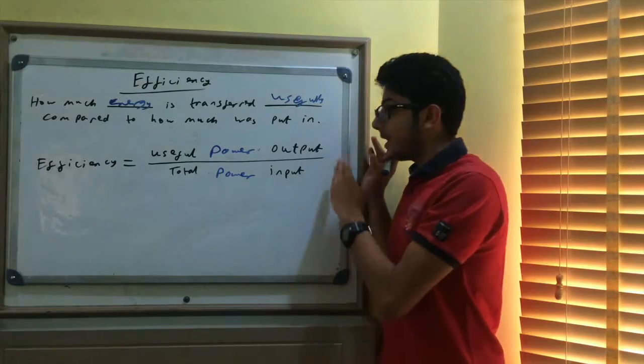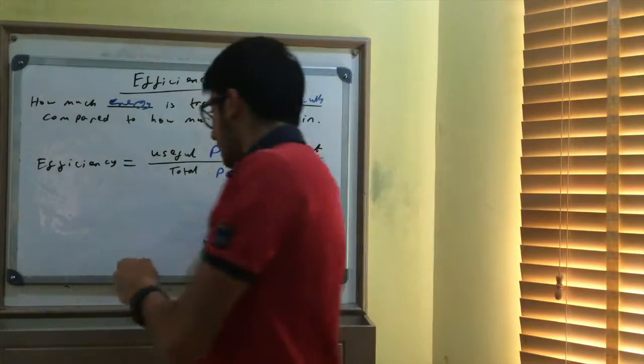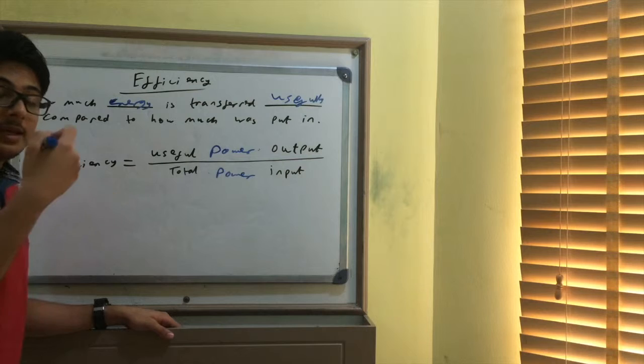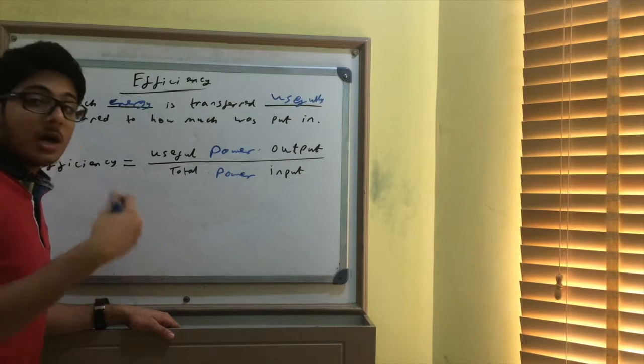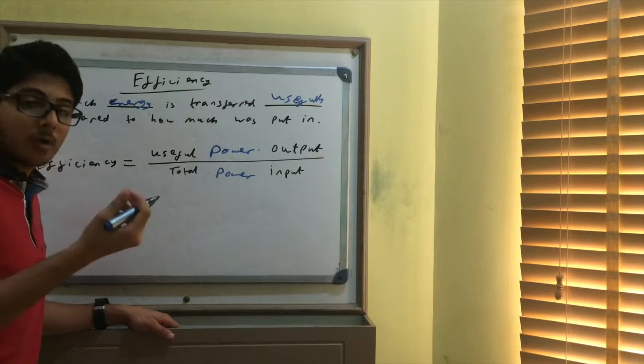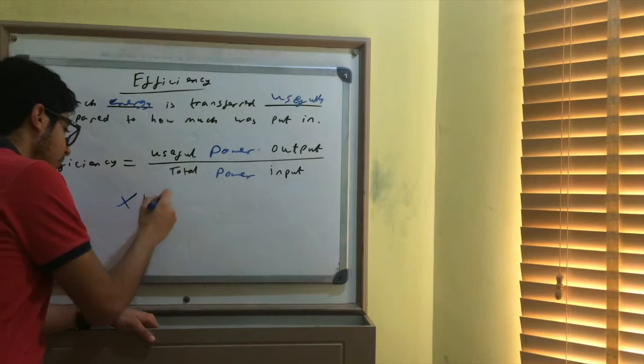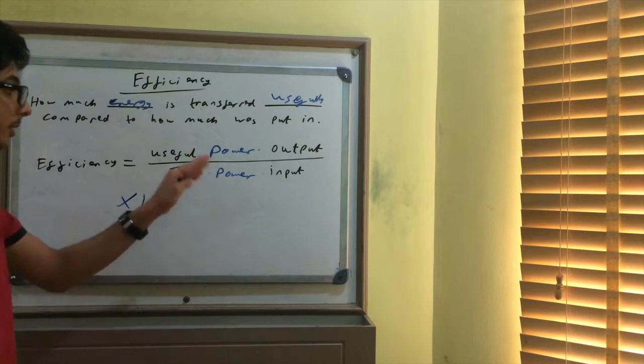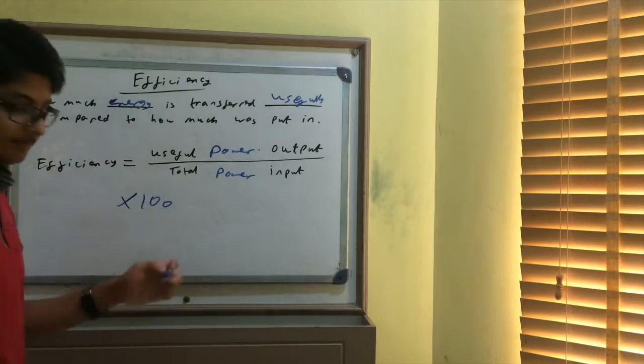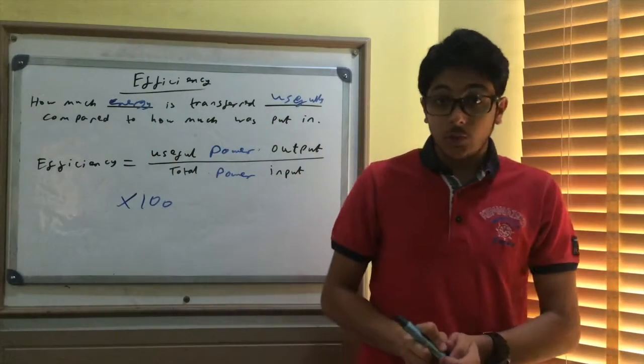And this will give you a decimal. In the exam, you should write the efficiency as a percentage unless they tell you otherwise. So we times it by 100 to convert it from a decimal to a percentage. Now let's try some questions.